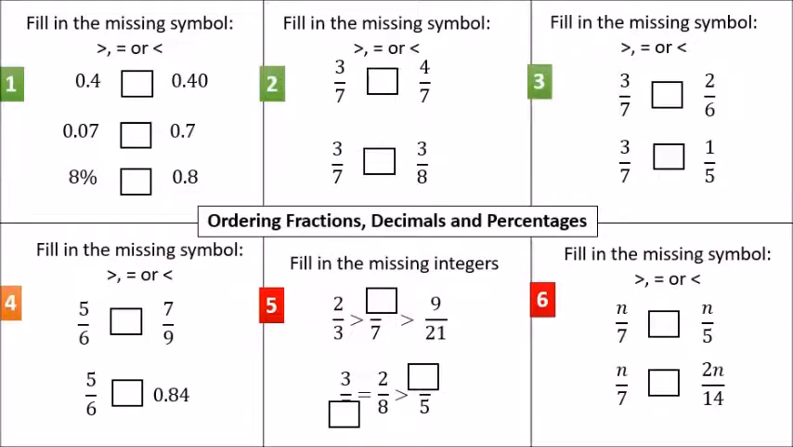So I'm going to give you some questions now where you have to fill in the symbol. So pointing to the right being bigger than, equals, or pointing to the left, less than. I'd like you to fill in the missing symbols to make these make sense. 0.4, is it bigger than, equal to, or less than 0.40? Okay, and continue with that. For question 5, you will have to fill in the missing integers. If you recall, integers are whole numbers. They can't be fractions. They can't be decimals. So they have to be whole numbers.